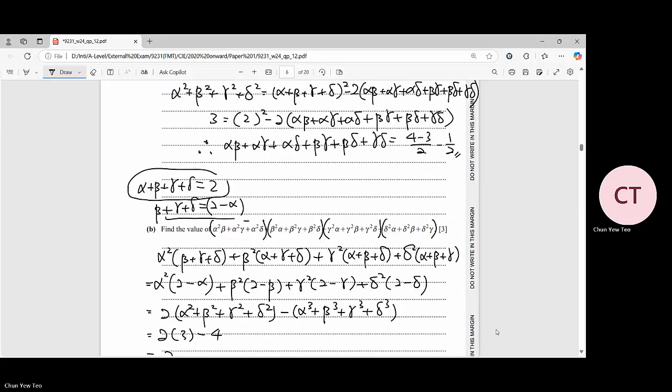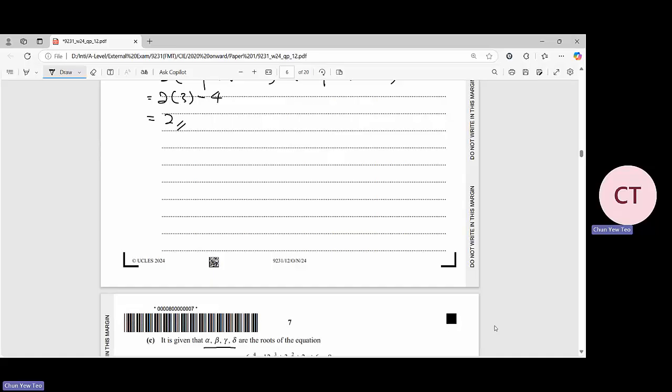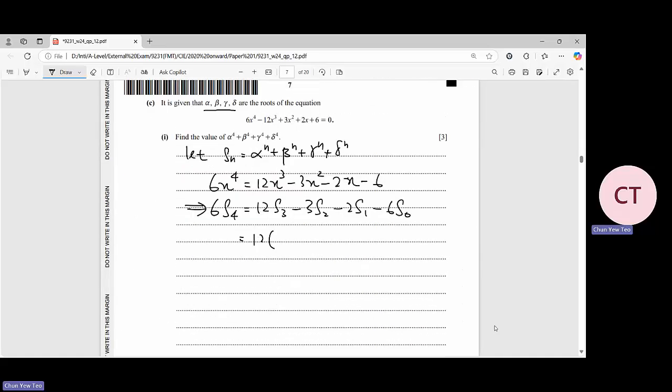Okay, so s1, s2, s3. So s3 is 4. S2 is 3. S1 is 2. S0 is 4. So over here, just use your calculator.